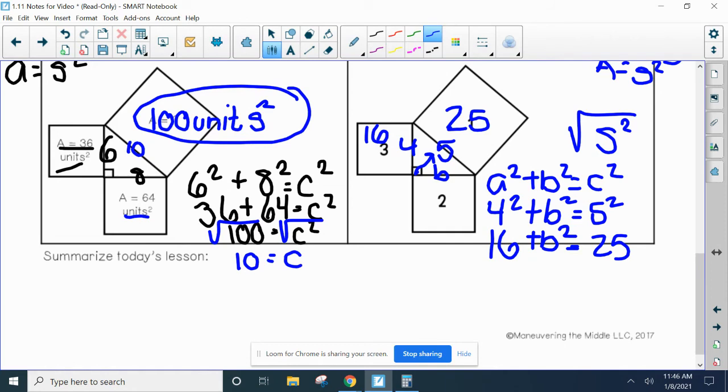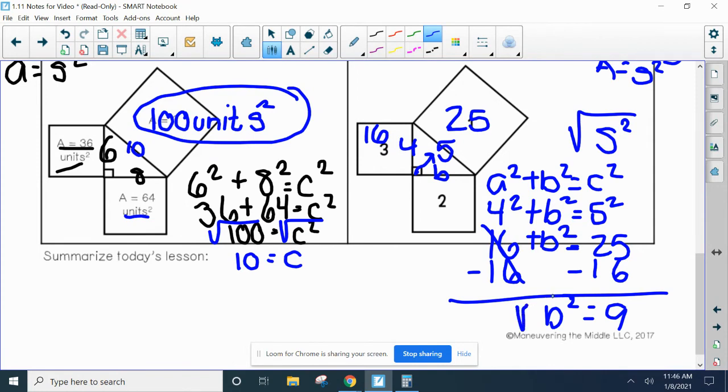And now to get rid of our addition, we're going to subtract 16 from both sides, and we're going to be left with 9. So b squared is equal to 9. And we're going to take the square root of both sides. The square root of b squared is just b, and the square root of 9, what number times itself gives me 9? 3. So this side length is 3.